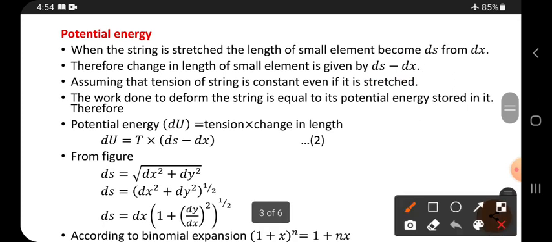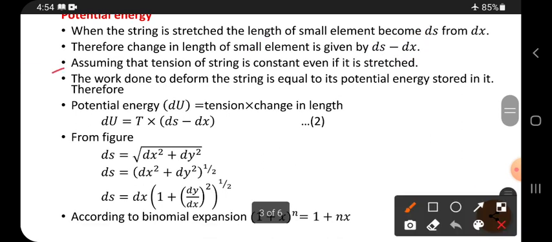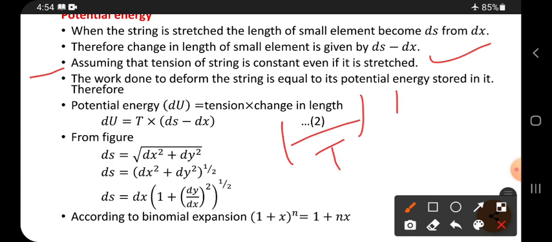Next, therefore the change in length of the small element is given by the extended length minus the previous length, which gives the change in length, assuming that the tension of the string is constant even if it is stretched. So at the beginning, whatever tension it has, after extension also its tension is constant. Why? Because a smaller length is considered.